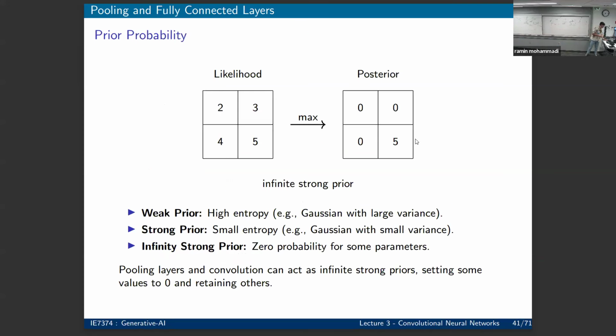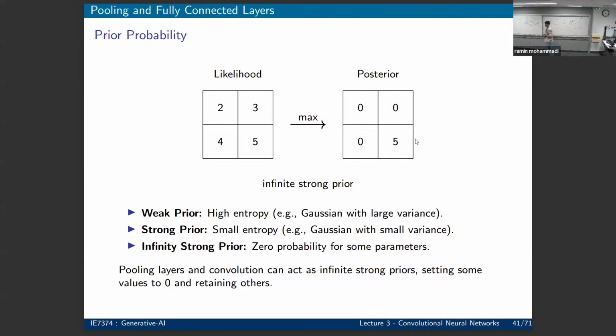So let's just talk about it, with max pooling as an example. There's something called a weak prior. If you think about a Gaussian distribution with a large standard deviation, we call this a weak prior because it has high entropy. Lots of randomness. Every time you sample, it could come from anywhere. It's really wide. If you have a Gaussian with a small standard deviation, the entropy is low, and that basically becomes a strong prior.